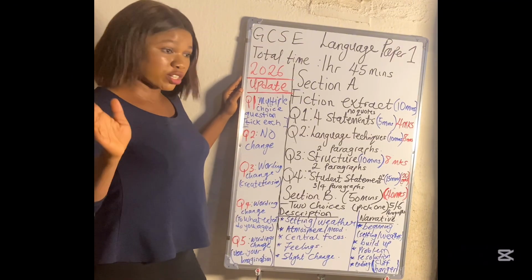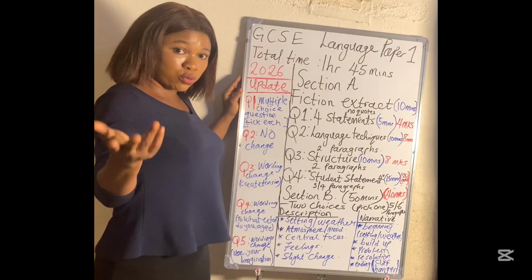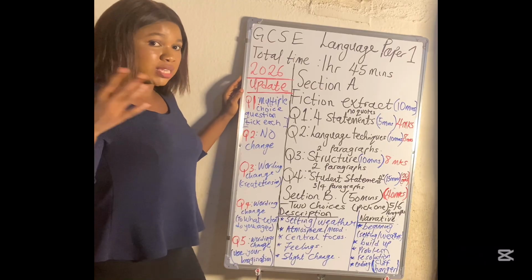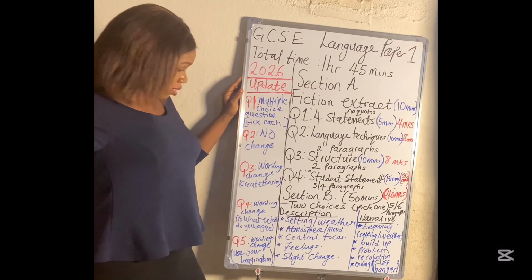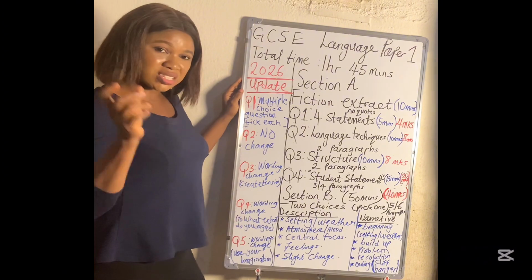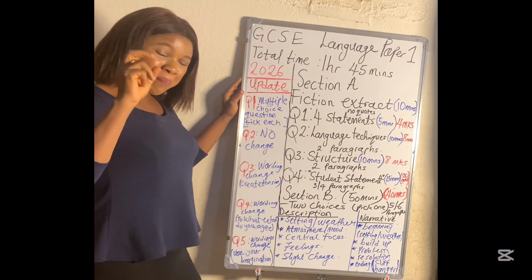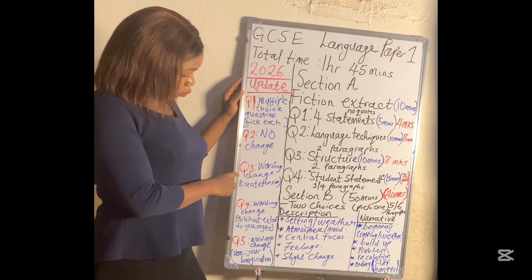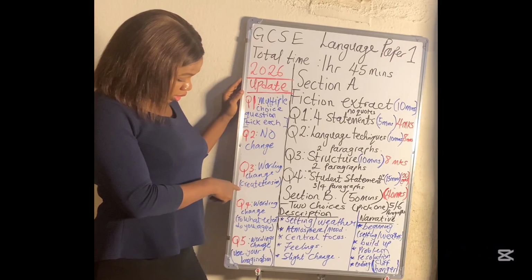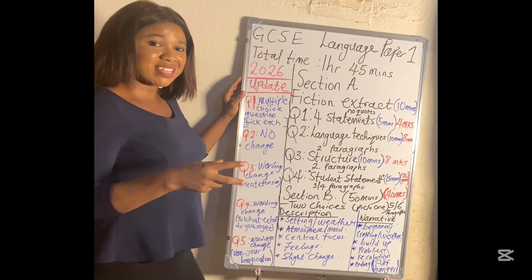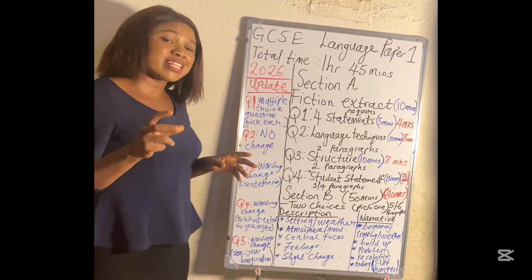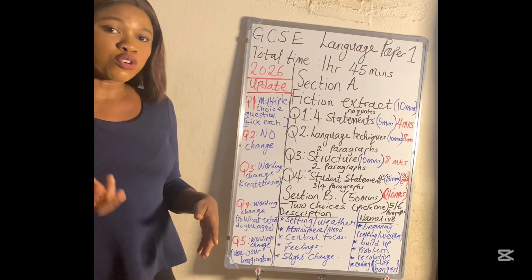And then for question 2, there's no change. It's still a language technique question where you talk about your semantic field, your extended metaphor, and all the language techniques over there. Then for question 3, there's a bit of change. This change is to enable you focus on the main point. Now the wording change is, how does the writer use his language to create tension? So now you're going to focus on the tension.